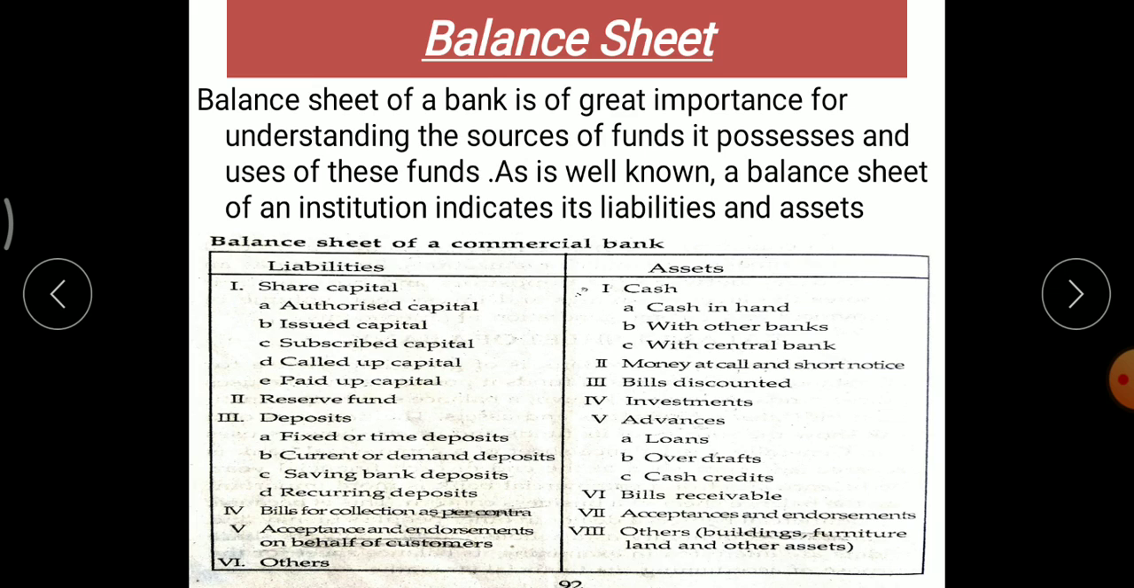Here we can see the balance sheet. On the left side is liability and on the right side is asset. In this table the actual amounts against each item on the balance sheet are not shown, because they vary from bank to bank and from time to time. The significance of each item in the balance sheet is discussed below.